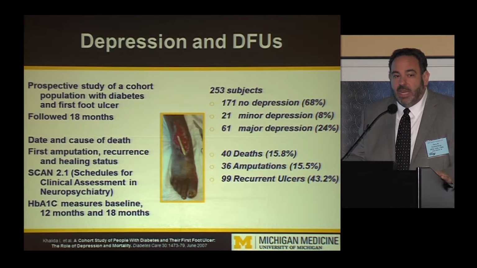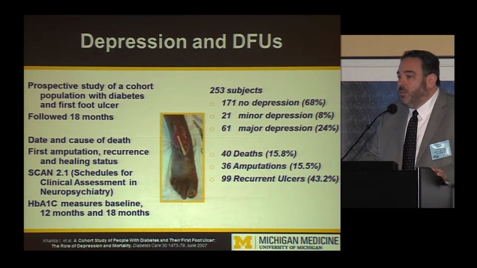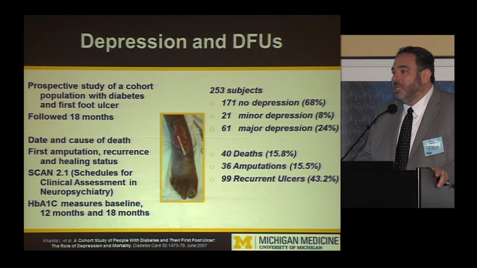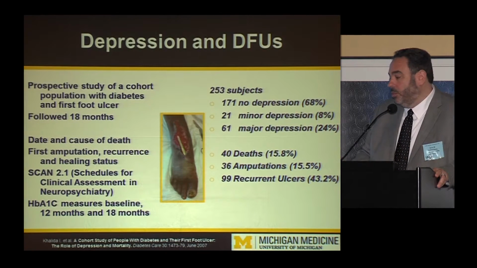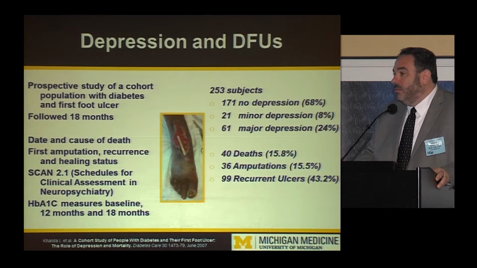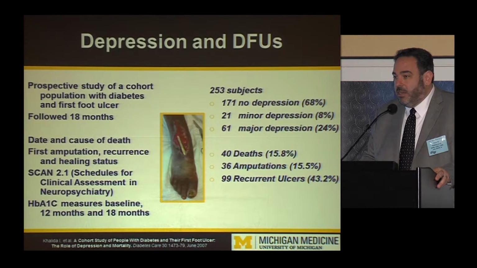They did, again, some validated tools in terms of depression screening and looking at hemoglobin A1Cs and the change in that A1C over 18 months. So we see about 2/3 of the patients do not screen positive for depression. This is a study of their first foot ulceration, but about 1/3 of the patients, and 25%, or 1 in 4 essentially, screen positive for major depression at the onset of their first ulceration. To me, this is very significant.